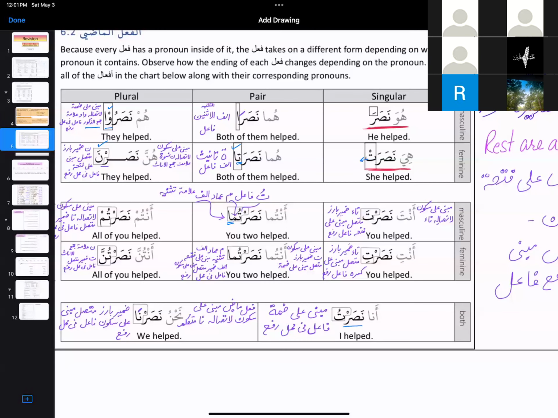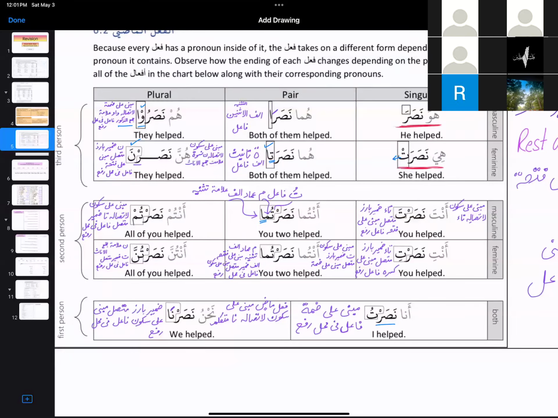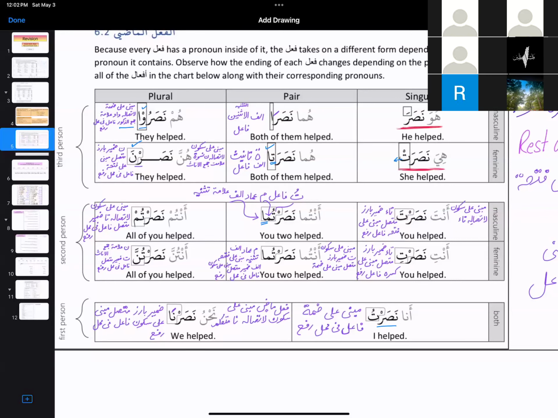Let me see. It just says mabni ala dhamma. I think I missed it over here. So I will get back to you guys on what we are speaking. Okay, for nahnu it's damir barid muttasil mabni ala sukun, fa'il fi mahalli rafa. It's not saying something particular about nahnu, right? Yes, here there will be dhamma, ustad, because sukun la tasila na mutakallim hai. Look, ustad, for nahnu the dhamma is in nasartu. No, I think I made a mistake over here.